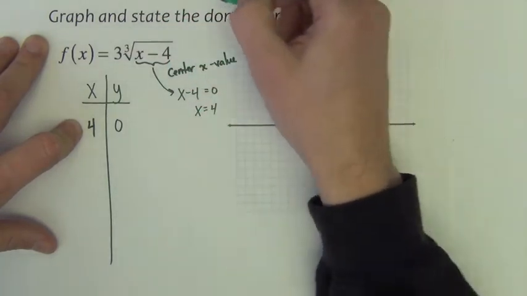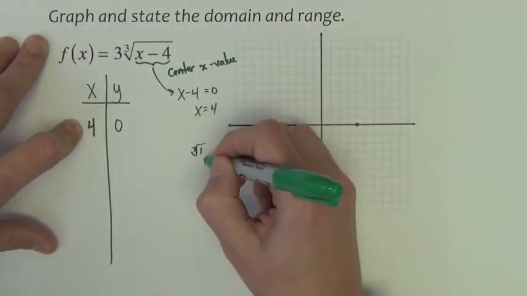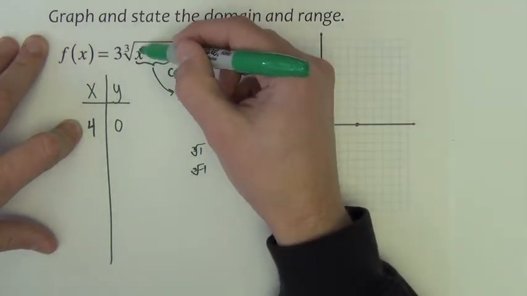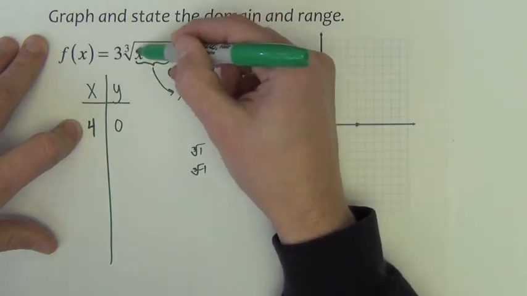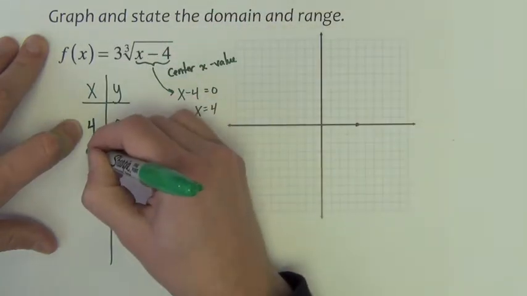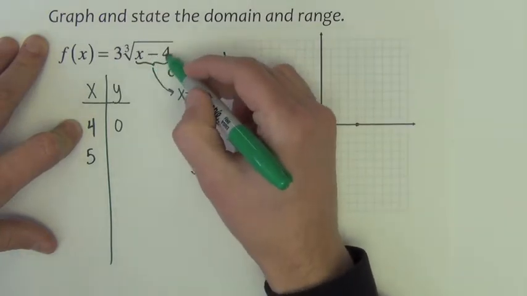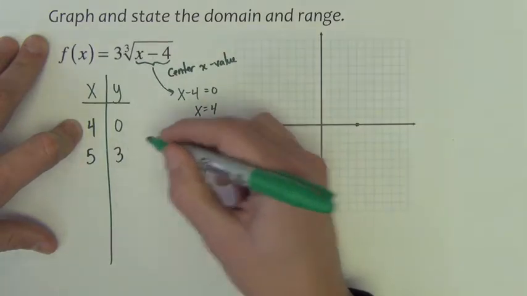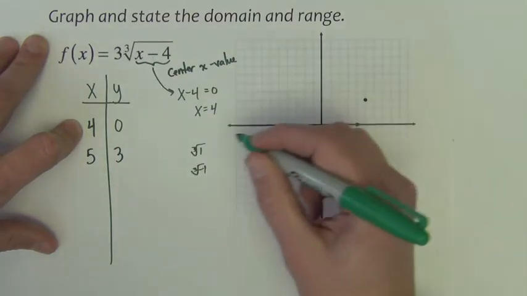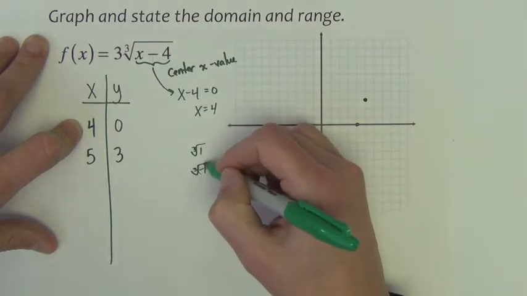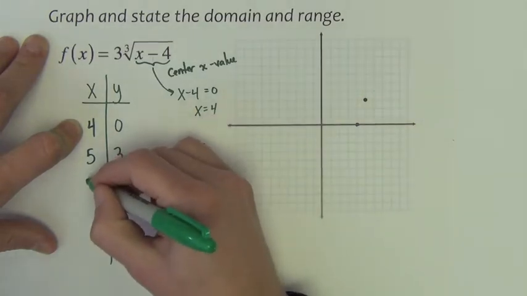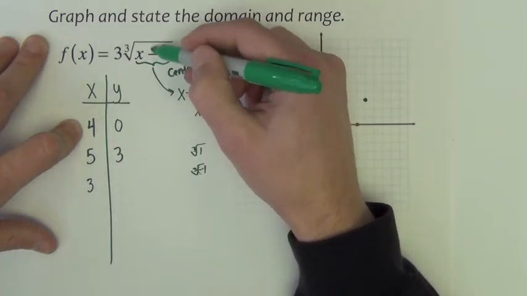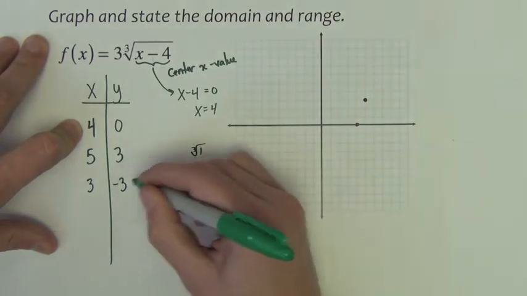Now, I know that I can take the cube root of 1 and the cube root of negative 1. So I kind of ask myself, what values for x would make x minus 4 be 1? That would be 5. 5 minus 4 makes 1, which cube roots to 1, times 3 is 3. What value for x makes negative 1? And that would be 3. 3 minus 4 makes negative 1, which cube roots to negative 1, times 3 is negative 3.